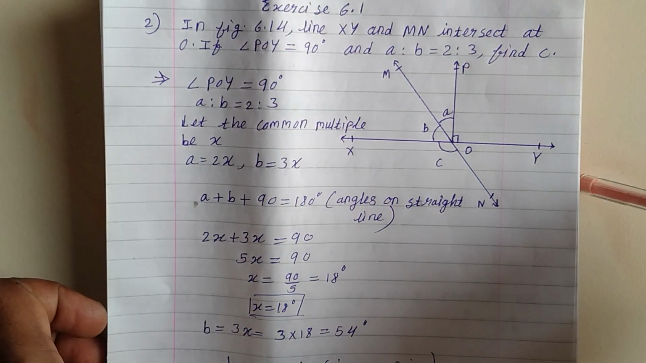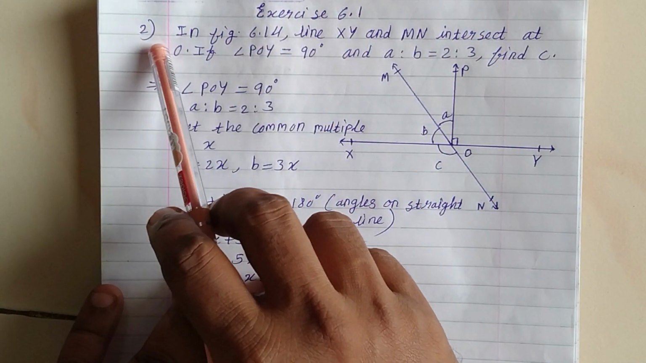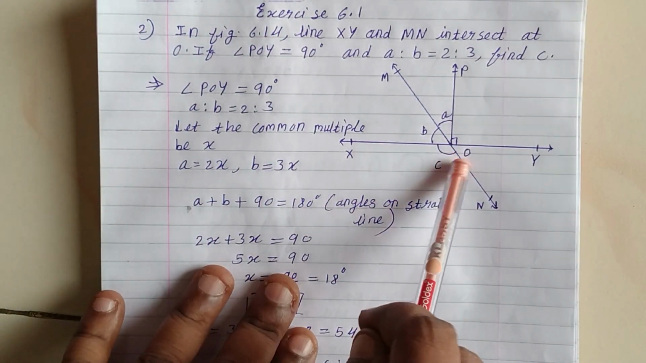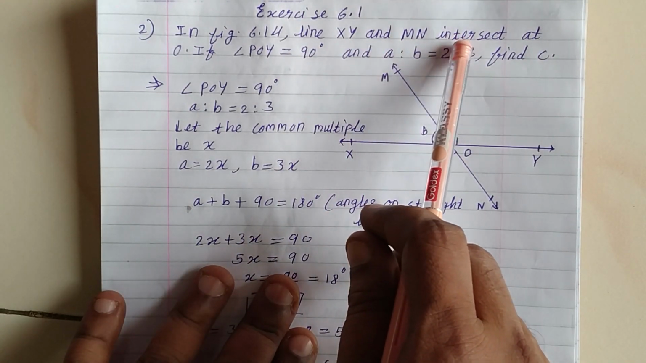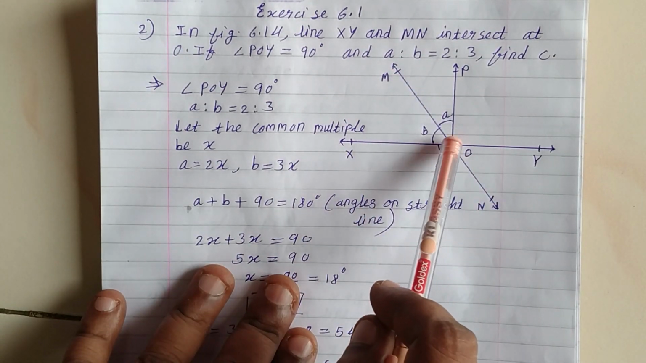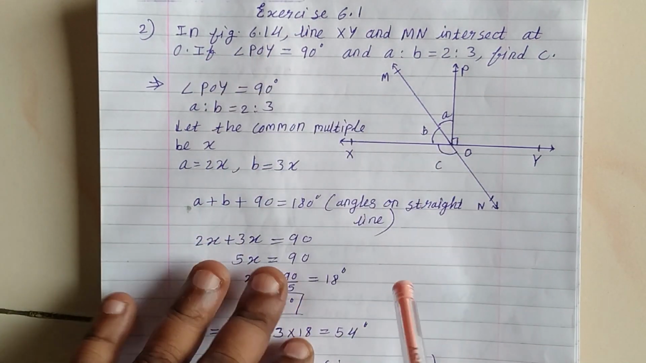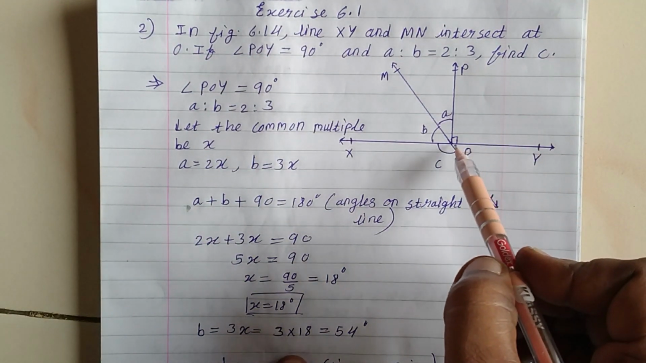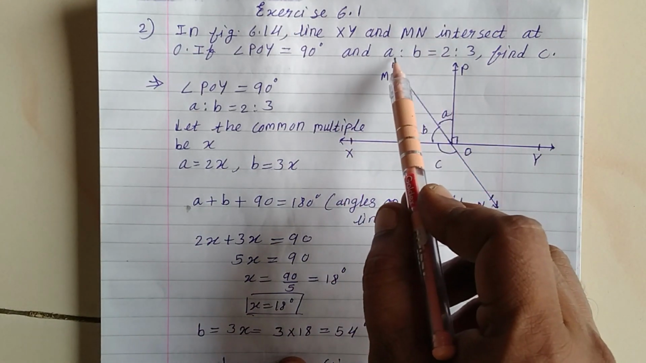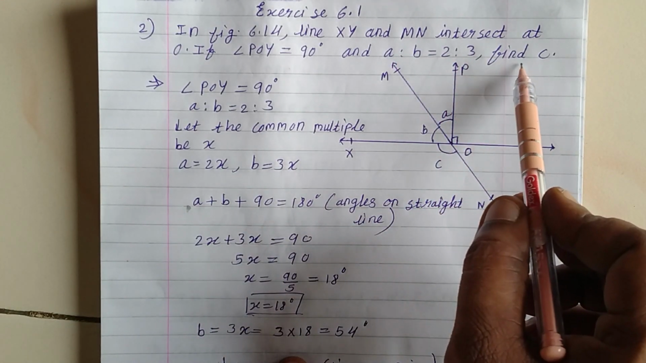Today, in this video, we are going to see exercise 6.1, question second. In figure 6.14, which is given in your textbook, line XY and MN intersect at O. So XY line and MN line intersect at point O. If angle POY is 90 degrees, and the ratio of angle A to angle B is given as 2 is to 3, we have to find C.